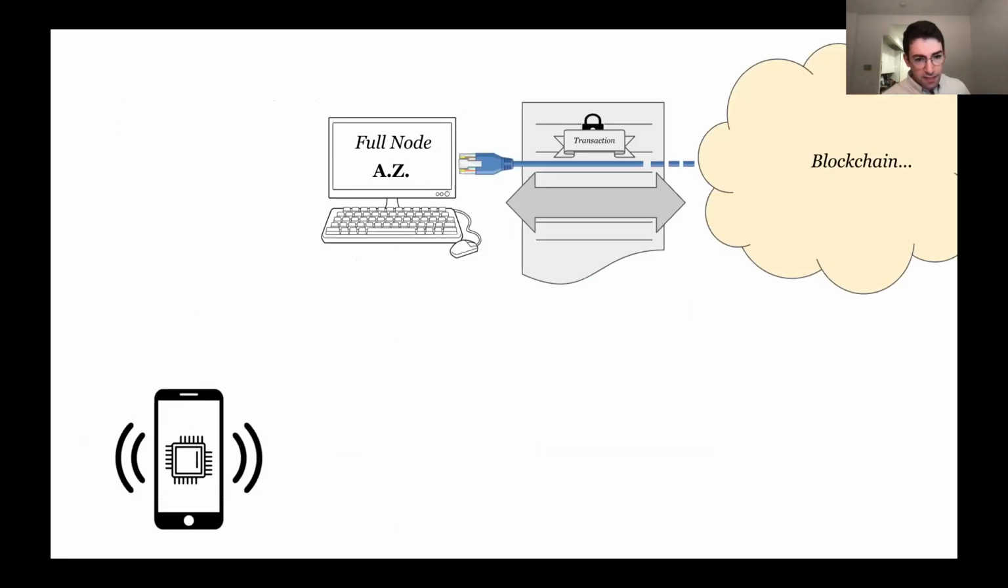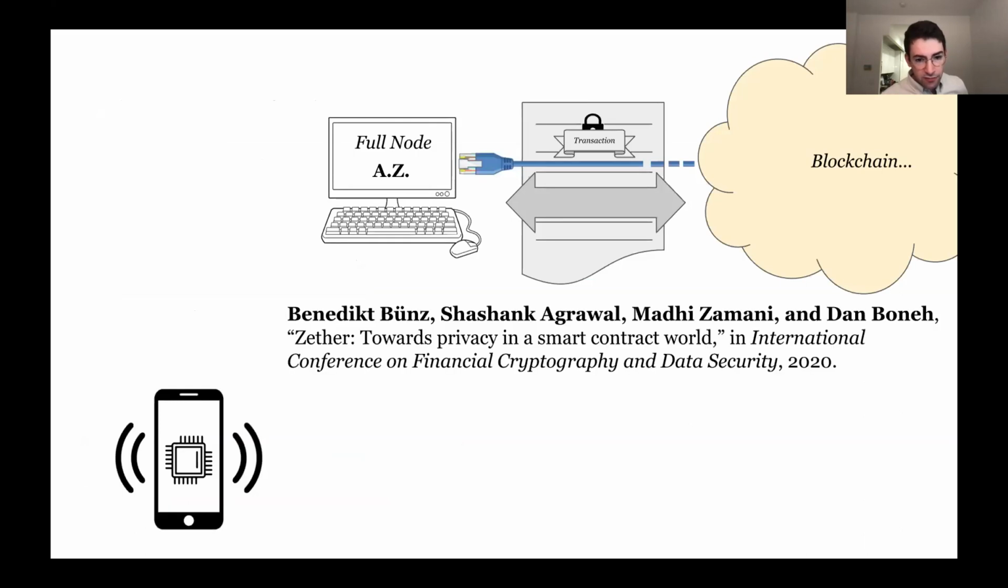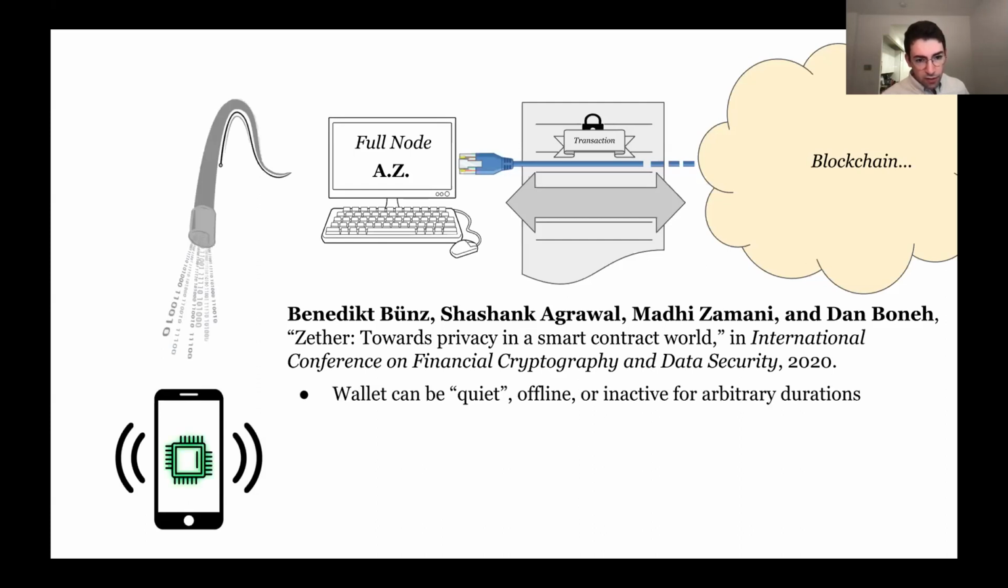We want to fix this. And I claim that there is an existing approach called anonymous Zether that was initially proposed in a paper by Benedikt Bünz, Shashank Agrawal, Mohammad Zamani, and Dan Boneh, which I claim solves this bandwidth issue and also the CPU issue. What this means is that your mobile device, your wallet, can basically be offline for any amount of time.